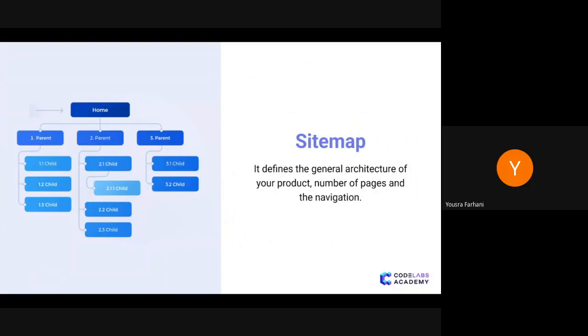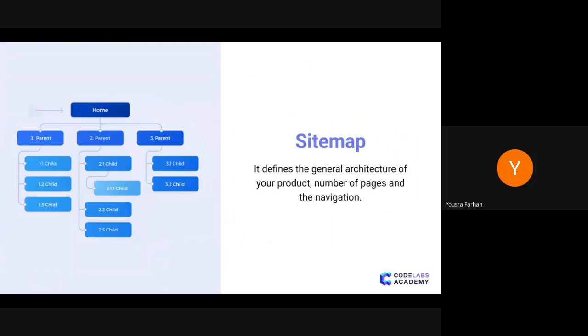Now, let's discover the sitemap. So the sitemap, as you are seeing in this illustration, defines the general architecture of the product, the number of pages, and the navigation. So before the UI designer starts designing or implementing the different interfaces or pages of his product, he needs to define the general architecture, how the app is going to be, how the navigation of the user is going to be, and how many pages or interfaces we're going to design. So mainly you should make something called the sitemap.